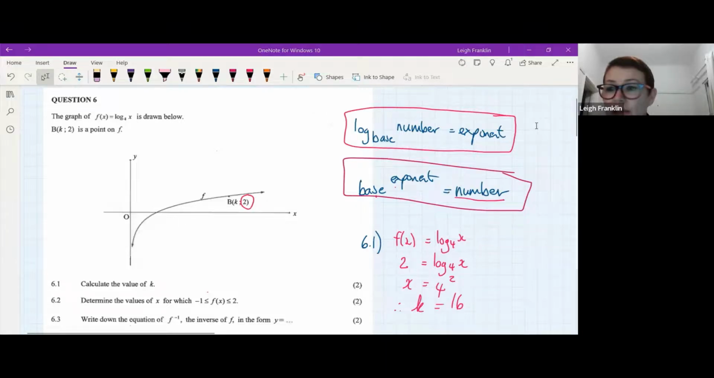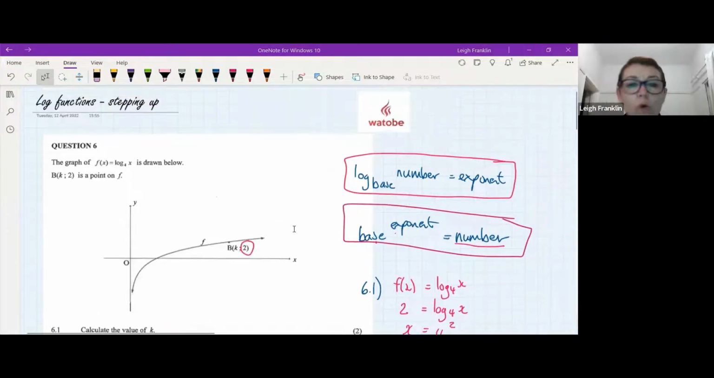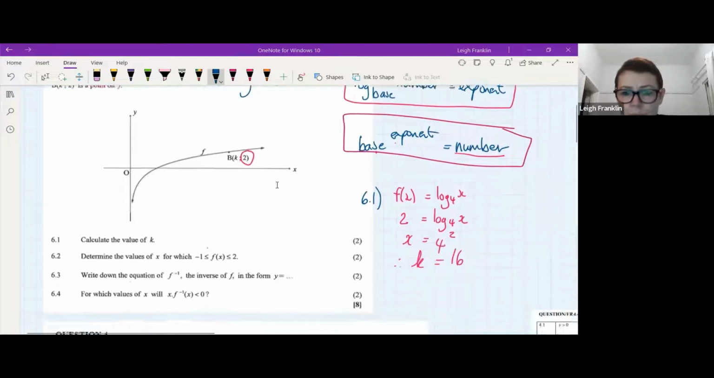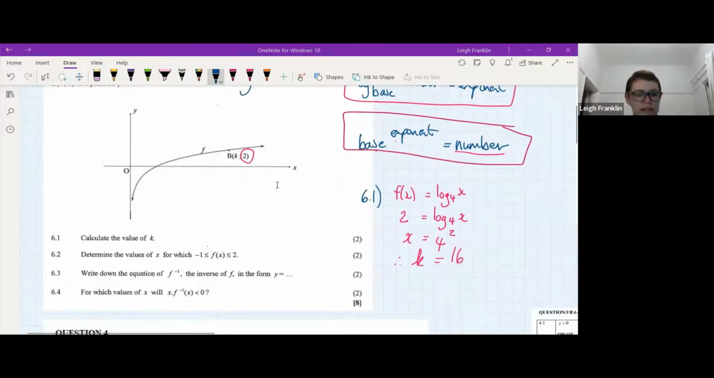Where did I get the 4? From the equation. Up here, was it Spongile who asked me that? Yes. Spongile, if you look here, I don't know how easy it is to see, it is a little bit small. They have given you that this is the graph of f of x equals log base 4 of x. So that's where that comes from. All right, so that's the first question.